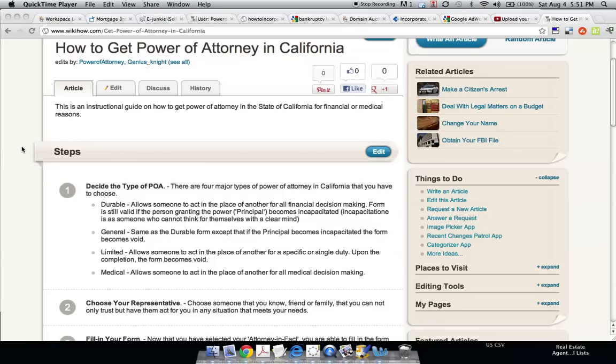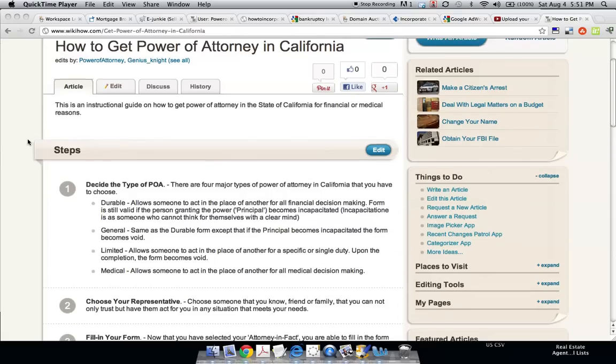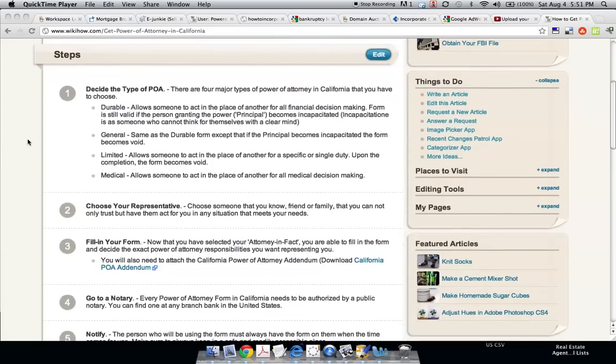This is powerofattorneyforum.com, and we are going to show you how to get power of attorney in California. This is an instructional guide on how to get power of attorney for someone else in the state of California for all financial and medical reasons, which means that this is for power of attorney to act in the place of someone else for financial or medical reasons only.